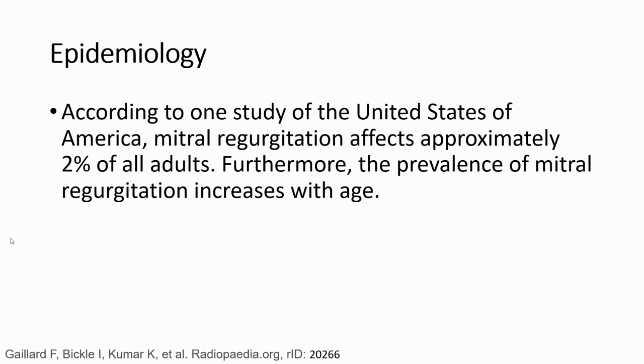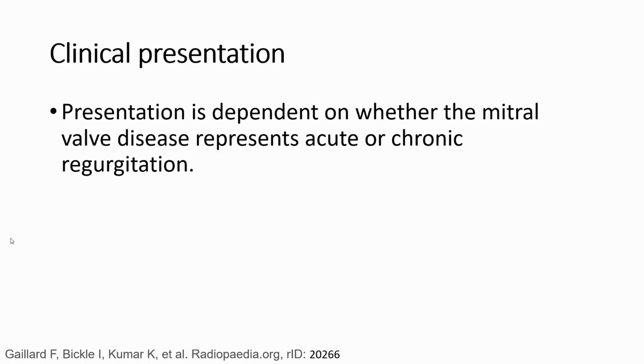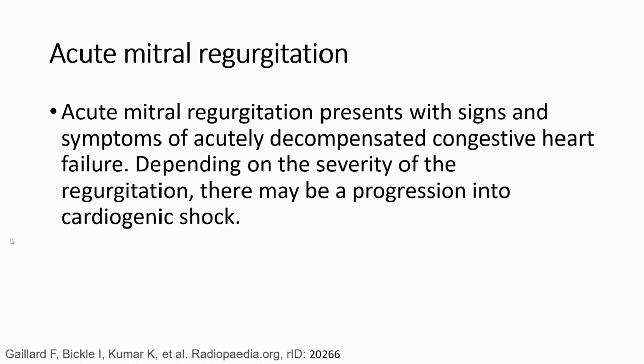Epidemiology of mitral regurgitation. According to one study in the United States of America, mitral regurgitation affects approximately 2% of all adults. Furthermore, the prevalence of mitral regurgitation increases with age. Presentation depends on whether the mitral disease represents acute or chronic regurgitation. Acute mitral regurgitation presents with signs and symptoms of acutely decompensated congestive heart failure, and depending on the severity of the regurgitation, there may be progression into cardiogenic shock.